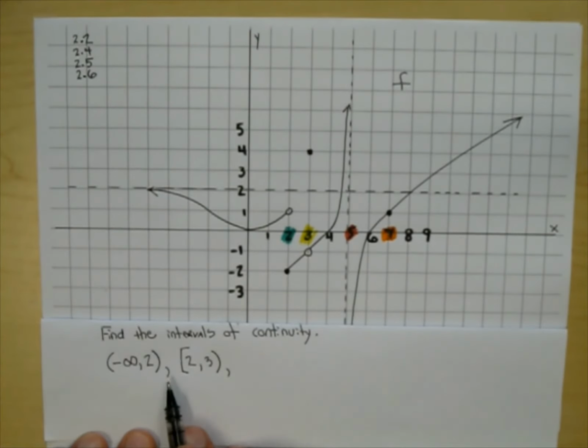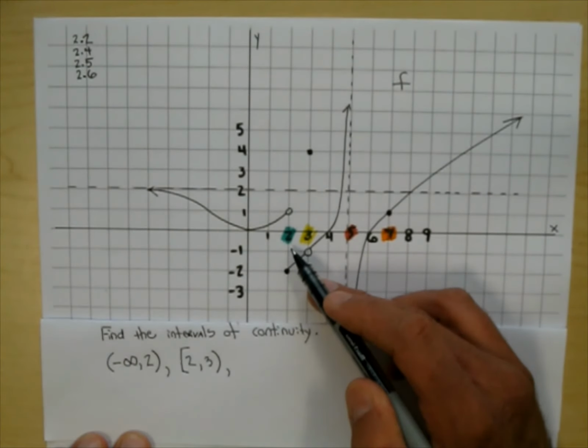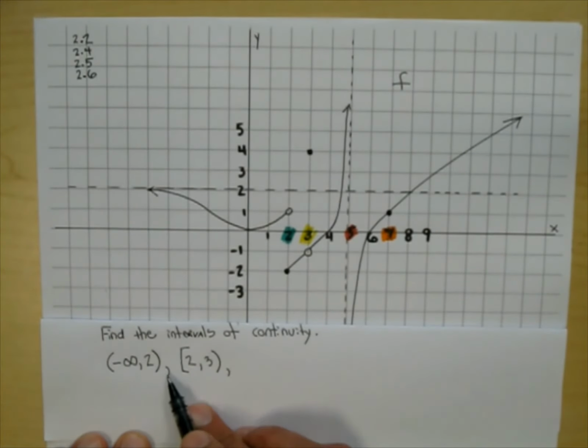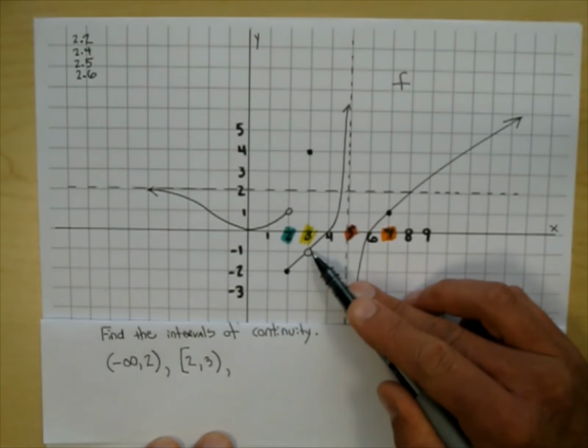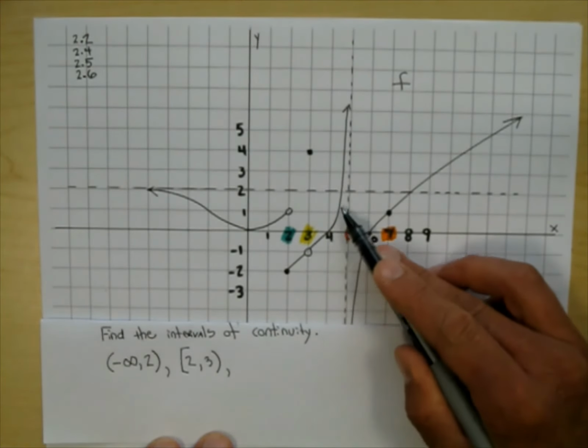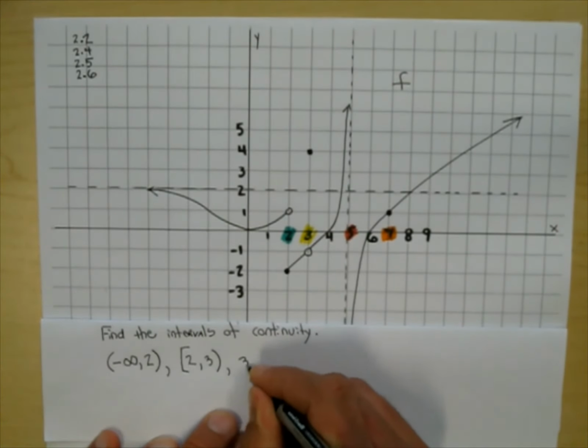The reason we don't put unions there is because if I put a union there, this would look like the interval of continuity. The first one would go from negative infinity to 3, and we know that there is a discontinuity at 2. So that's why we put a comma, because we're listing the intervals of continuity, and not a union, because then that would simplify to negative infinity to 3. Our next interval of continuity would be, not including 3, 3 to 5, and not including 5.